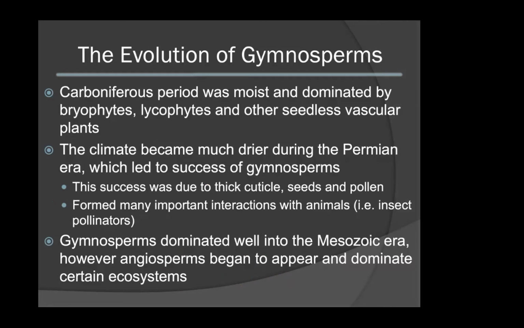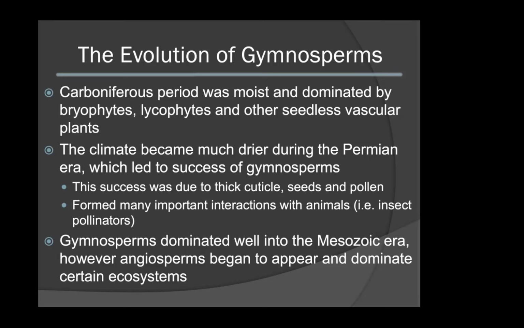During prehistoric time, the Carboniferous period was very moist and was dominated by plants such as the bryophytes, lycophytes, and other seedless vascular plants. This climate became much drier during the Permian era, which led to the success of gymnosperms. This was due to the presence of a thick waxy cuticle that prevented desiccation, the development of seeds, as well as the ability to produce pollen as a dispersal mechanism.